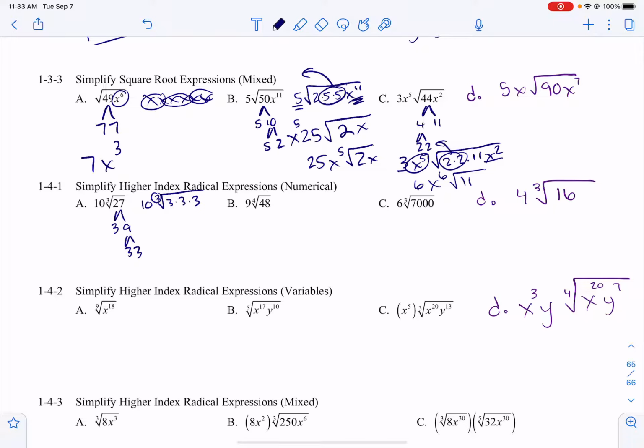I'm looking for groups of 3. Well, there's one. That comes out, and I end up with 3 times 10 in front, which is just 30. Part B, I'm looking for groups of 4.